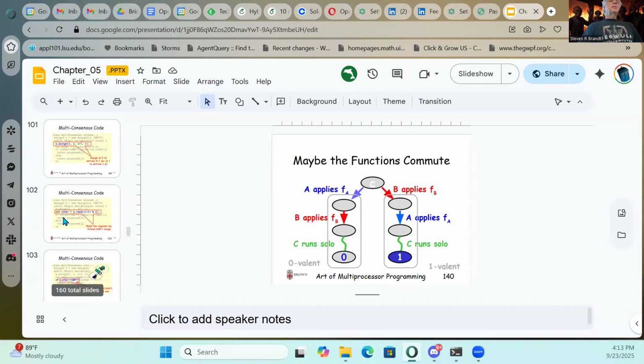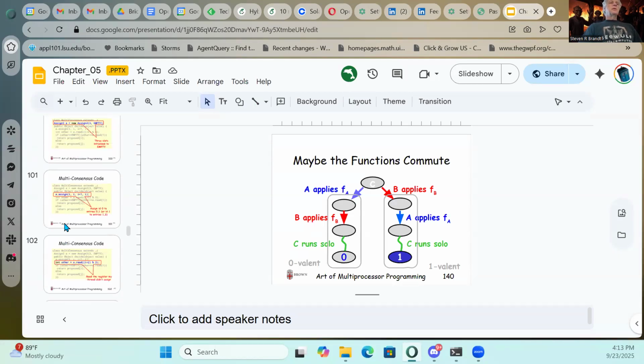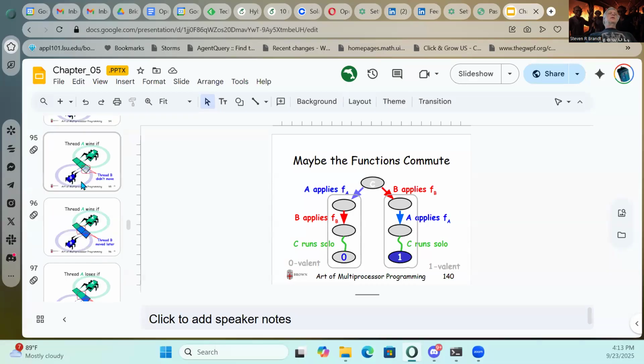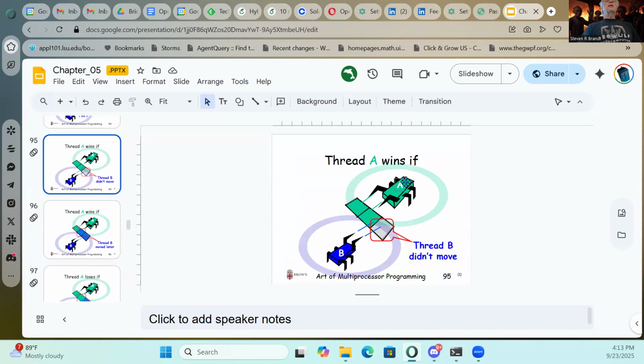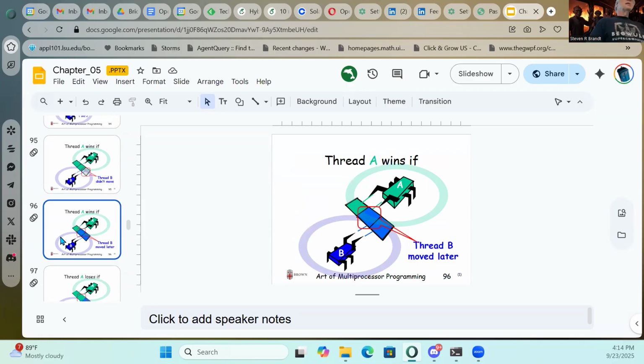How far back do I go? So each thread will write. Yeah, here we go. So thread A writes which ones? Right. And thread B. And so how do we know which one won consensus? How do we know if A won?